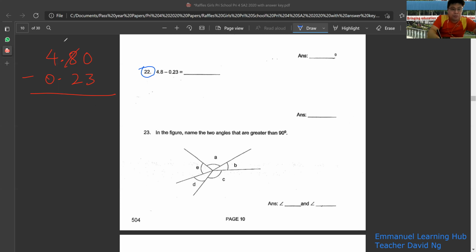You borrow from the 8. You understand borrow? You've done this before, right? I thought decimal cannot borrow. Can. Who say cannot borrow? Your school teacher say cannot borrow? I think so. Who told you cannot borrow?